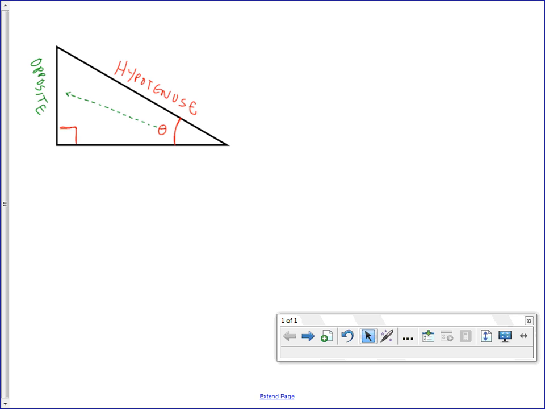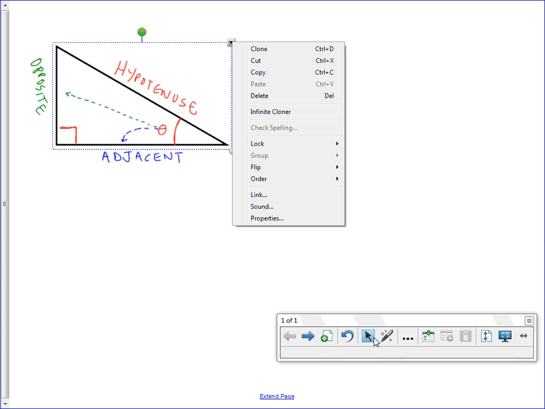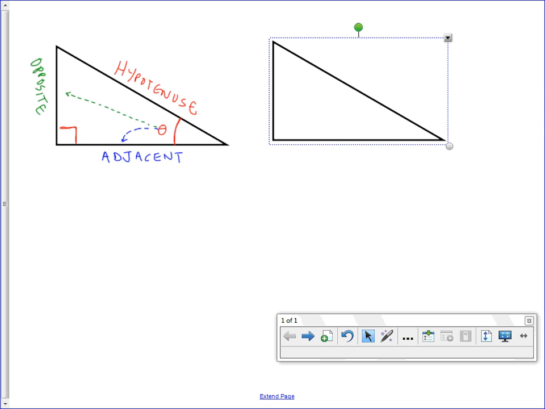This side over here, since it's right next to the angle, but it's not the hypotenuse, we call this one the adjacent. Adjacent meaning right next to. If we took the same triangle, let's clone this, please. Let's take the same triangle, but look at a different angle. If we looked at this angle, theta, up here, this would still be the hypotenuse. The hypotenuse is always the long side across from the 90-degree angle.